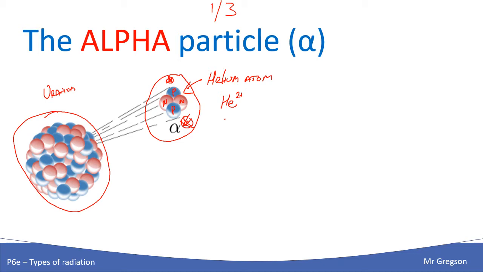Now they can obviously be shown as this here, alpha particle, He2+. You can also just be given this symbol here, and it means exactly the same thing. If we wrote this on a periodic table, it would look like this, 4 and 2. So 2 protons and 2 neutrons gives us a total nucleus of 4. So that's the alpha particle.